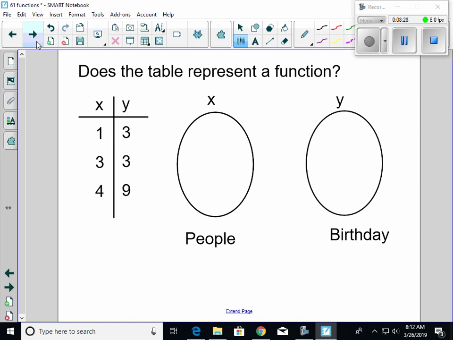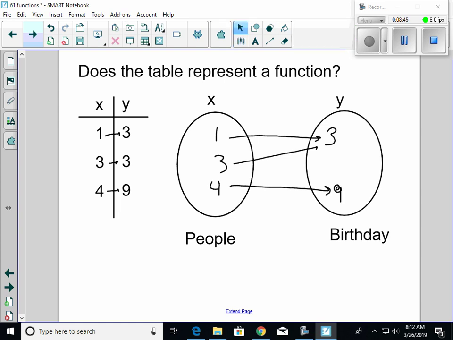Okay, here 1 is mapped to 3. 3 is also mapped to 3. And 4 is mapped to 9. Is this one a function? The answer here is still yes. Each person has one birthday. Even though these two people share the same day, that's okay. Each x has one y.